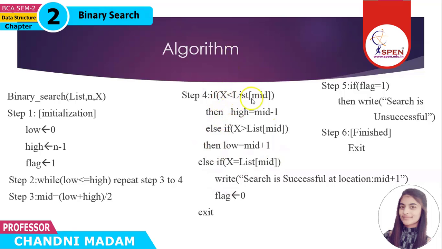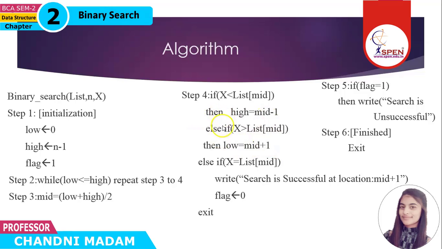If x is less than the mid value, that means we will change our higher point. So the higher position is middle minus 1. That means we will only check our left side subarray. But next, if x is greater than list of mid value, that means your searching item is not on the left side. It is on the right side of mid. That means we will change our lower value. So the lower value is mid plus 1.